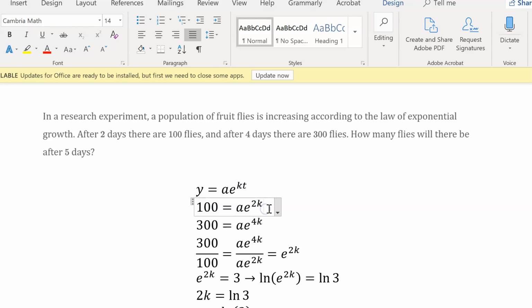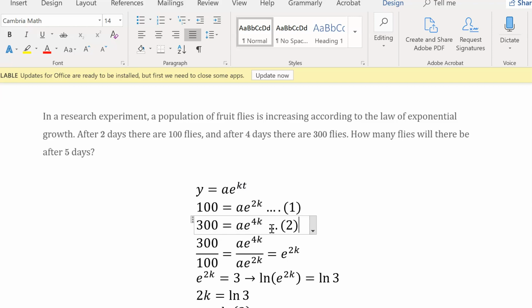Okay, I can call it my first equation, right? Now I can get another equation from the second piece of data, which means after 4 days there are 300 flies. So I put in y = 300, 300 is equal to a, which is still constant, times e to the k times t, where k is still a constant but t now is 4 because we are talking about 4 days. So e to the 4k times a is equal to 300. That's my second equation.